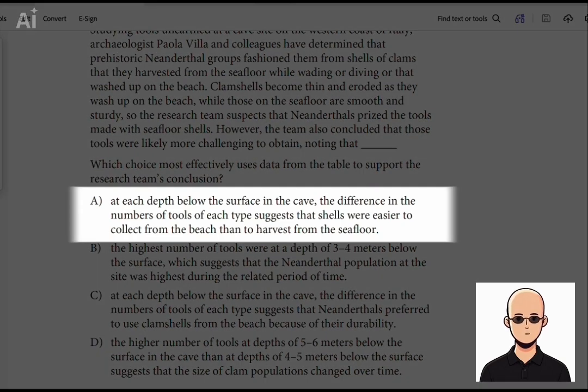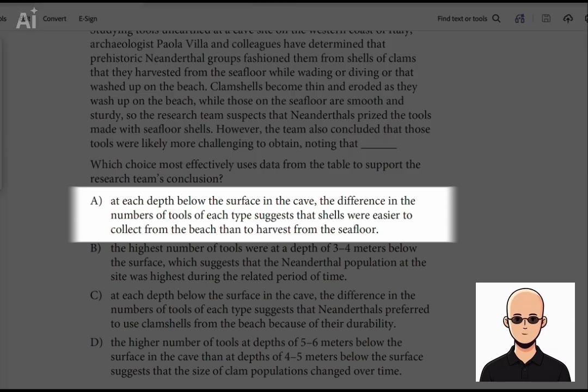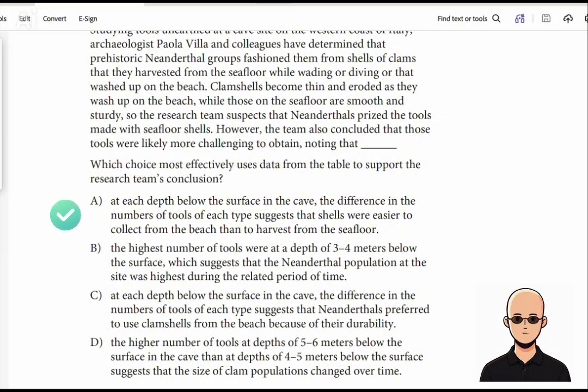Okay, A. At each depth below the surface of the cave, the difference in the number of tools of each type suggests that shells were easier to collect from the beach than to harvest from the seafloor. This choice is supported by the chart, as the number of clamshells from the beach are consistently higher for each depth of tools than the clamshells from the seafloor. Check as a maybe.